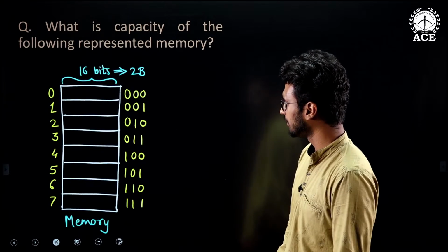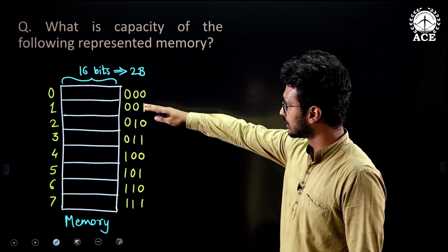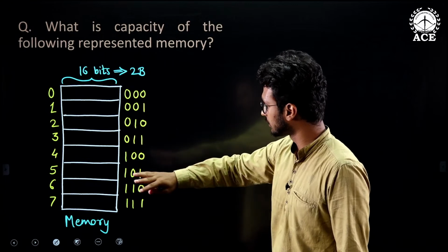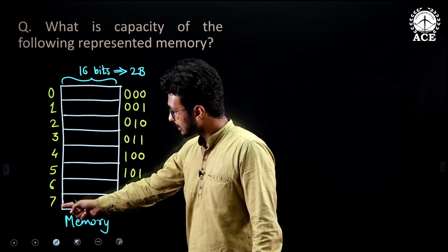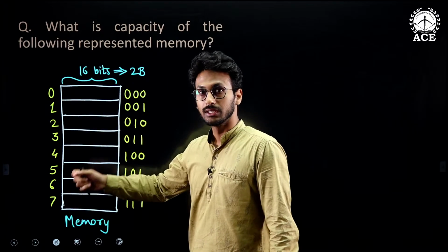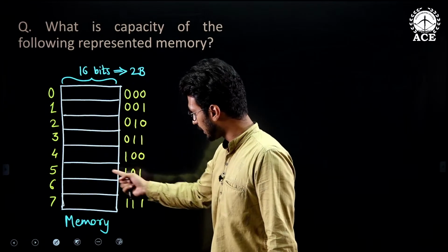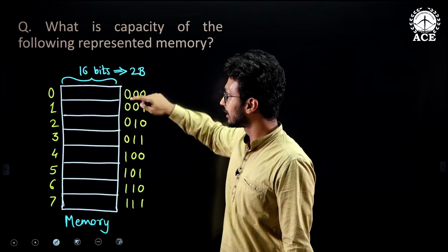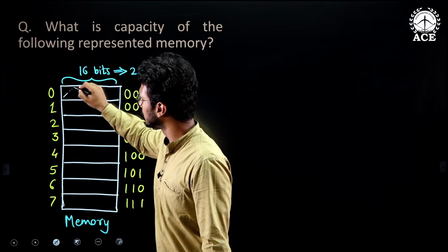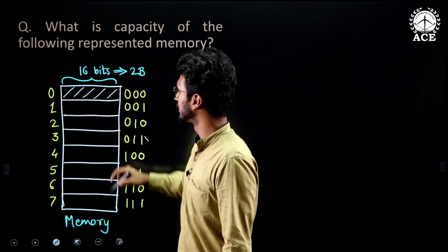Now, this is the memory which is represented. Okay, 0, 1, 2, 3, 4, 5, 6, 7. If you observe it, there are how many words? 8 words. 0 to 7, 8 words in the memory. And each word is of what? 16 bits. It means 2 bytes. Okay, this entire thing is of 16 bits.